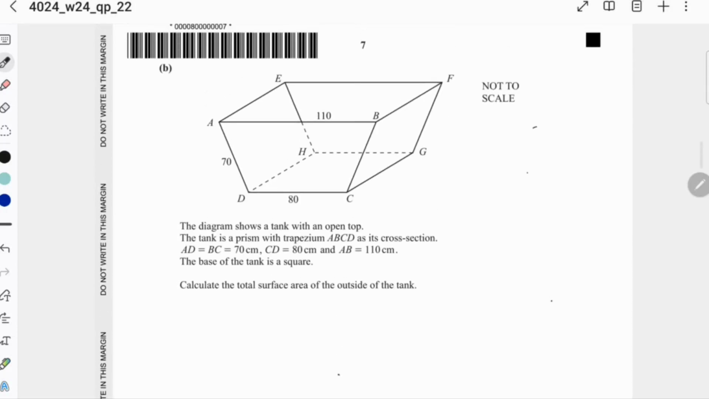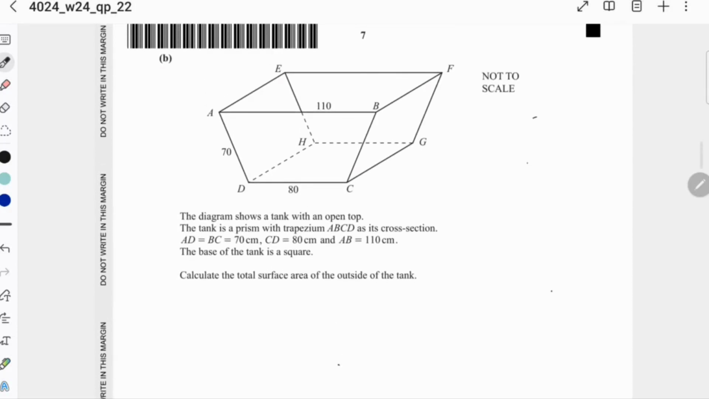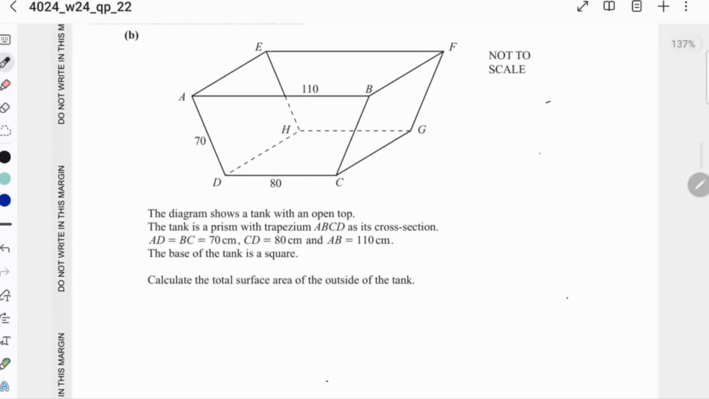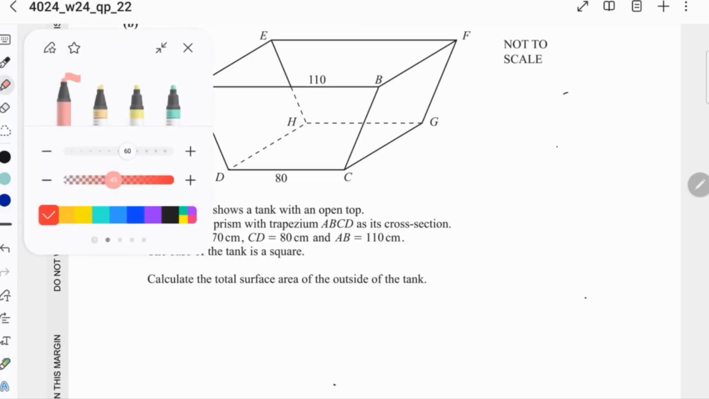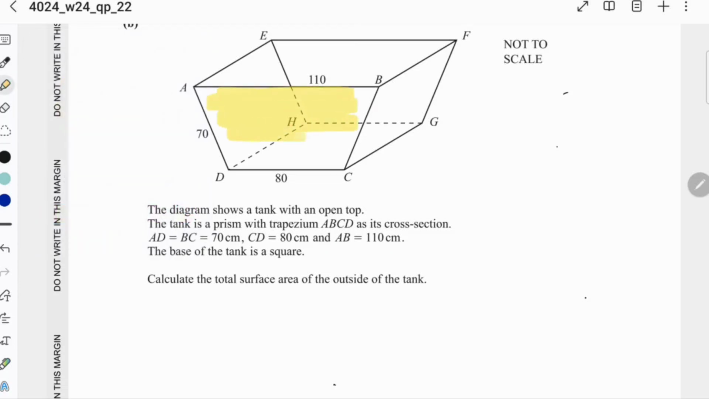Alright, in the next part of the same question, part B, the diagram shows a tank with an open top. The tank is a prism with the trapezium ABCD as its cross section. So we can see this one is a trapezium, the front, and the other one is its back. It's an open top, means the top part is open, it's not covered.